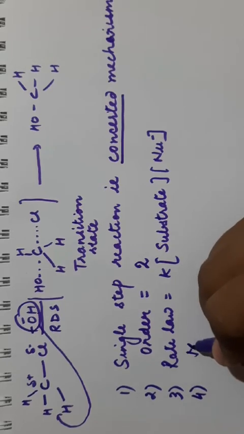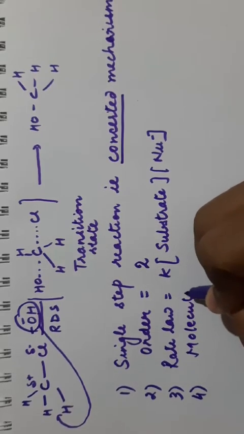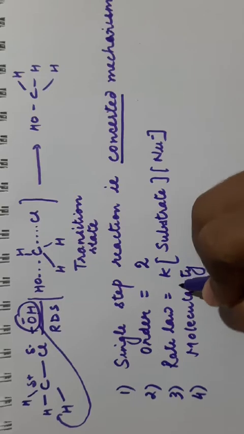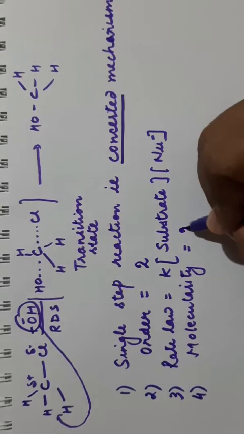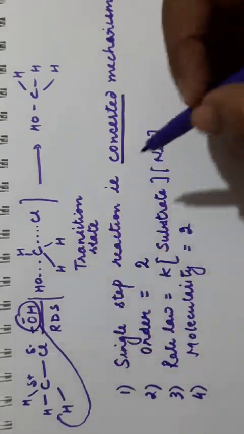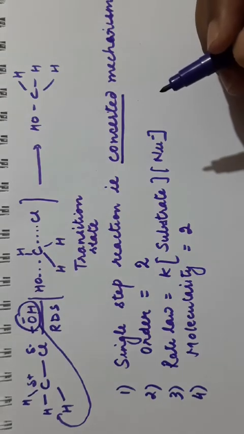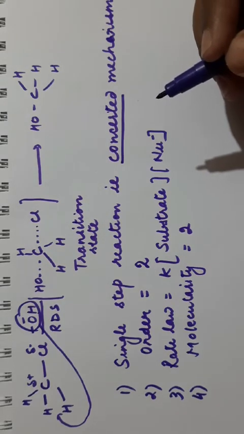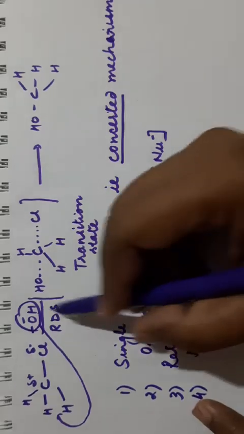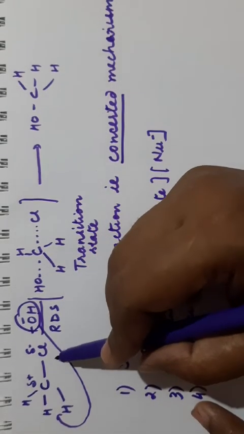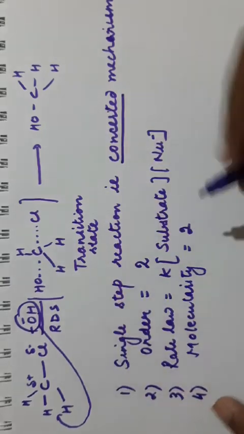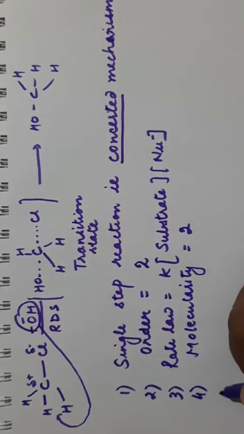Next is, what is the molecularity of this reaction? Molecularity of this reaction is again 2 because 2 species. What is molecularity? The number of species which collide simultaneously to form the product. Now here 2 species are colliding and they are forming the product. So the molecularity is 2.